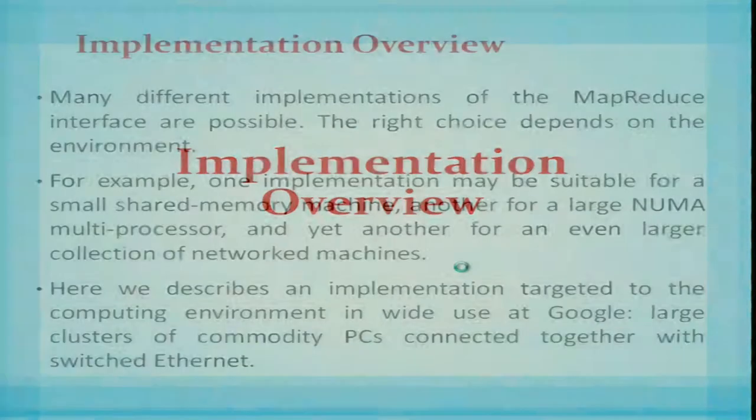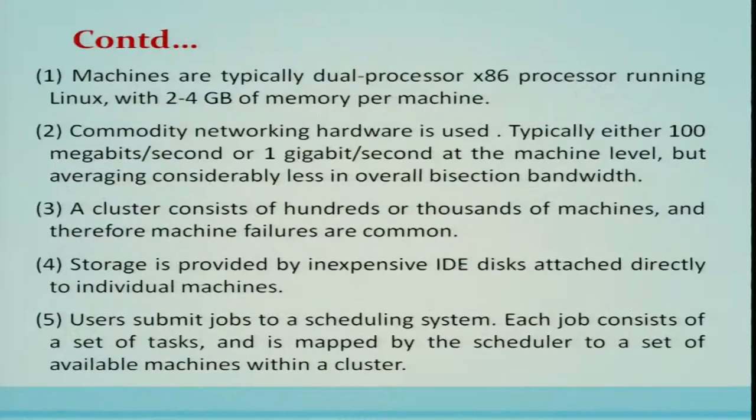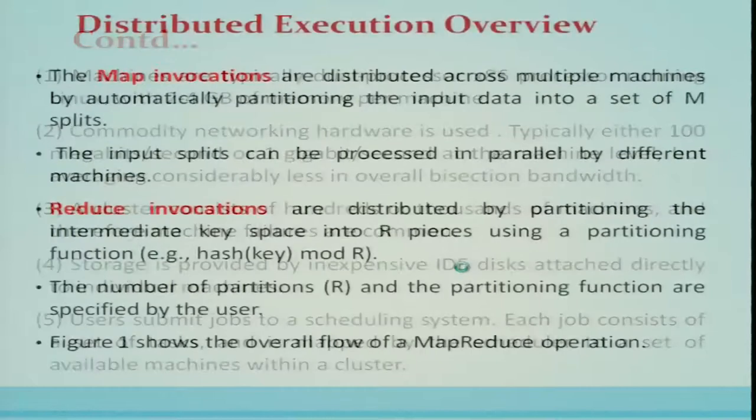Let us see the implementation. Many different implementations of the MapReduce interface are possible. The right choice depends on the environment. For example, one implementation may be suitable for a small shared memory machine, another for a large NUMA multiprocessor, and yet another for an even bigger collection of networked machines. Here we describe an implementation targeted to the computing environment which is in wide use at Google: large clusters of commodity PCs connected together through a fast Ethernet switch. This is the description of the cluster machine that we have already explained.